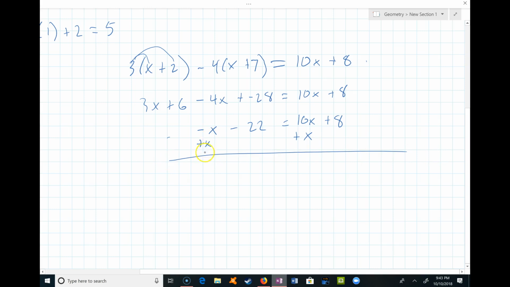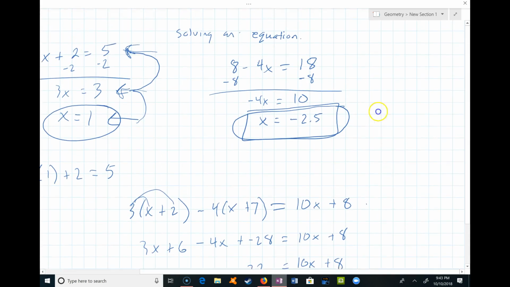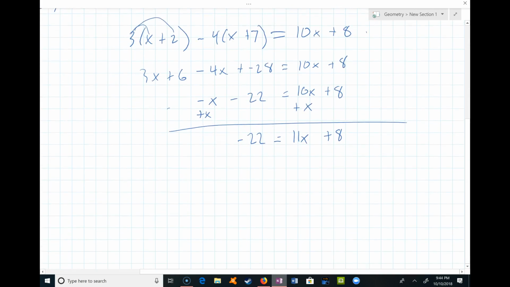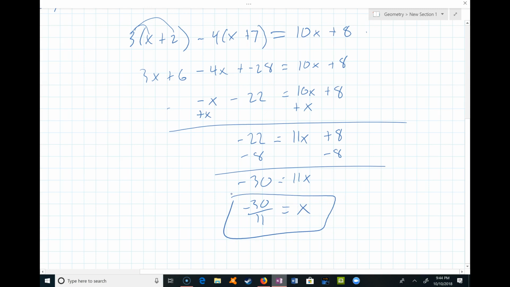Clearly, negative x plus x is 0, so that leaves just a negative 22 over here. And 10x plus 1x would be 11x. Of course, that 8's still sitting there. Now we have an equation similar to these ones we did up here. So the next move would be to subtract 8 from both sides. And we end up with what? Negative 30 is equal to 11x. Divide both sides by 11, and we get negative 30 over 11 is equal to x. And that would be my solution to this equation.